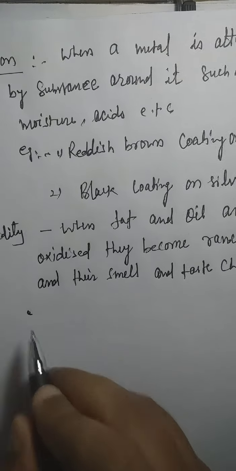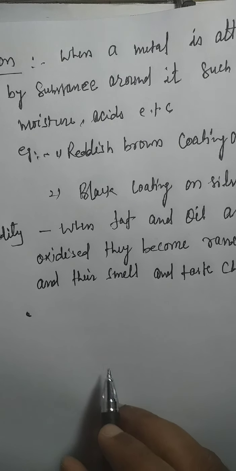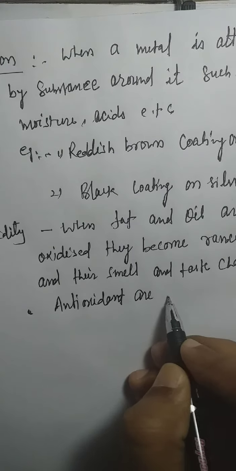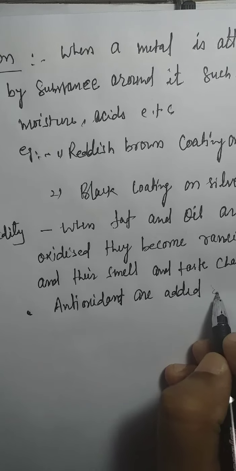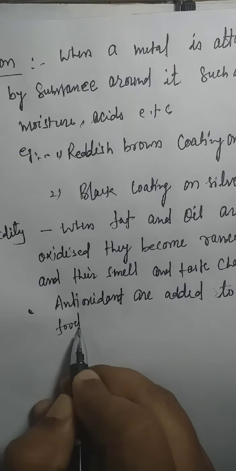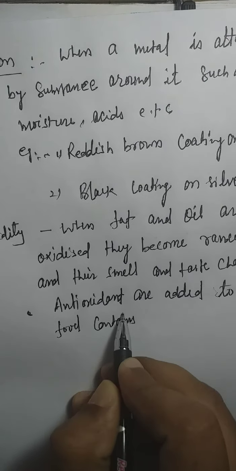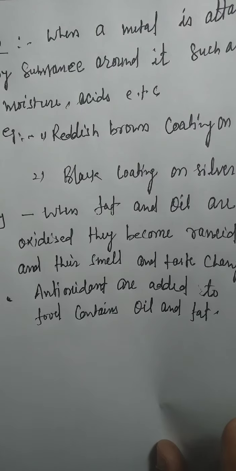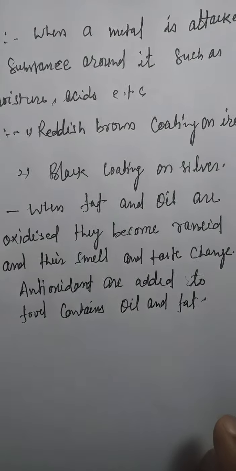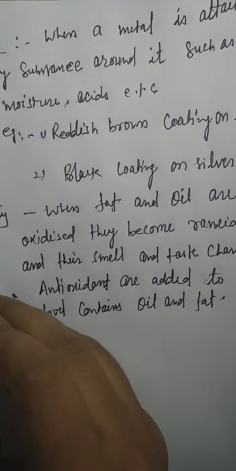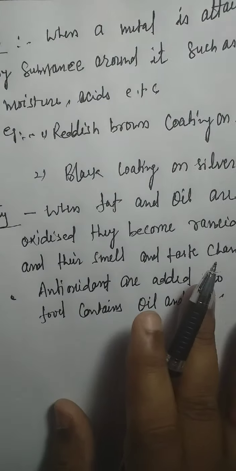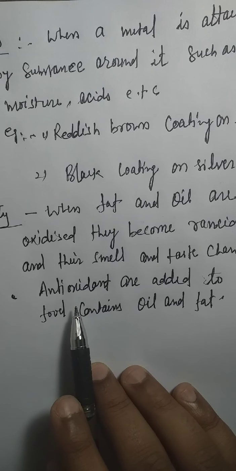And for this we use agents which preserve food. So you may write: antioxidants are added to food containing oil and fat. Right. This is the agent we use for preservation. So rancidity concerns food items: when fats and oils are oxidized, they become rancid and their smell and taste change. So antioxidants are added to food containing oil and fat. This is our idea for the definition.